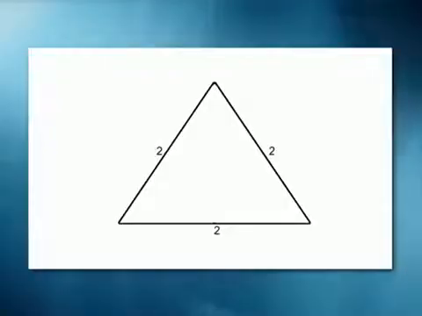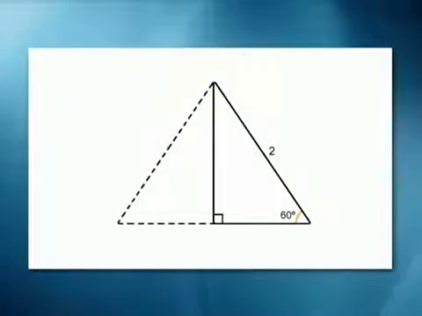Let's see how to do that. And here's a nice way of doing it. Take an equilateral triangle of side length 2. And so the sides are 2, 2, and 2, and each angle measures 60 degrees. And now drop the altitude from the top vertex down to the base.